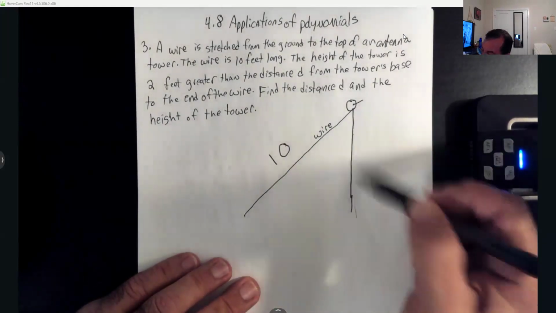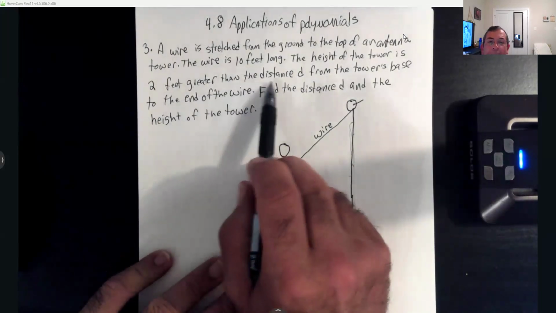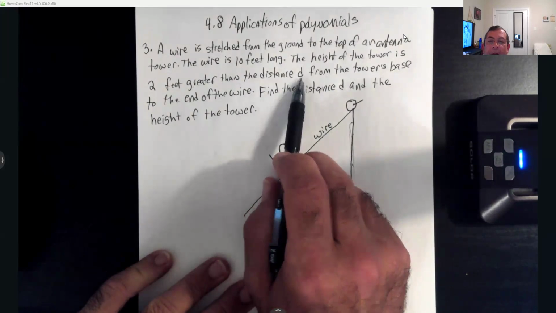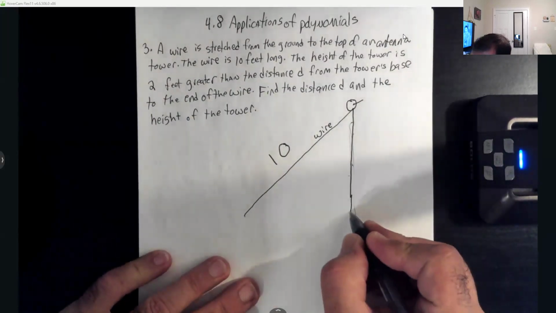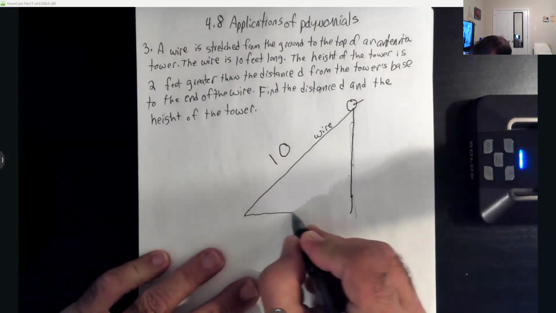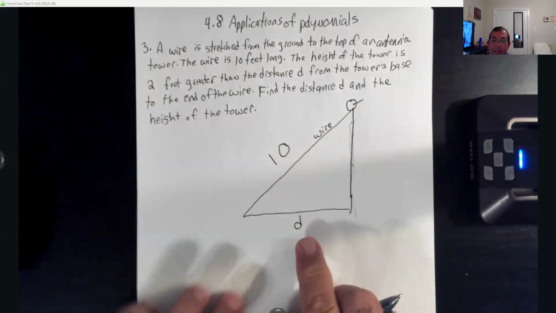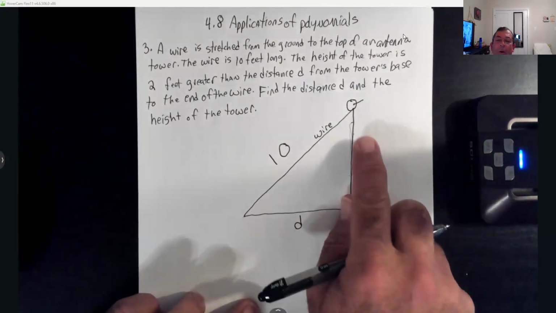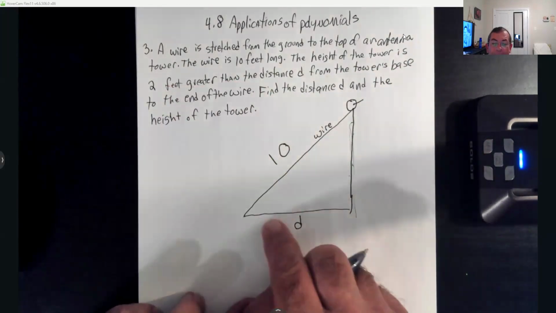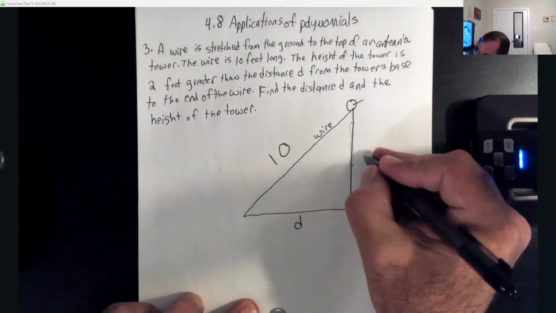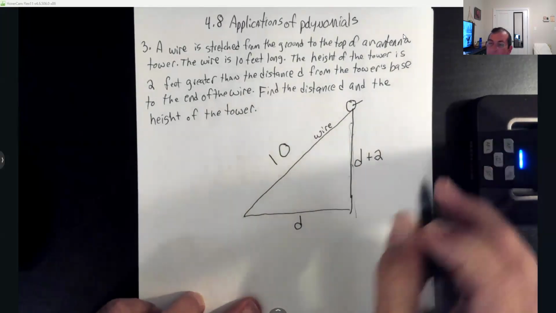So now they're saying, hey, the height of this tower is 2 feet greater than the distance D from the tower's base to the end of the wire. So this is the tower's base, and here's the end of the wire. So this, they said, was distance D. And then over here, the height of my tower, they said, was 2 feet greater than this distance D. So this would be D plus 2.